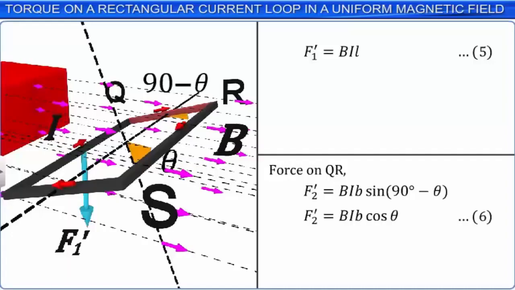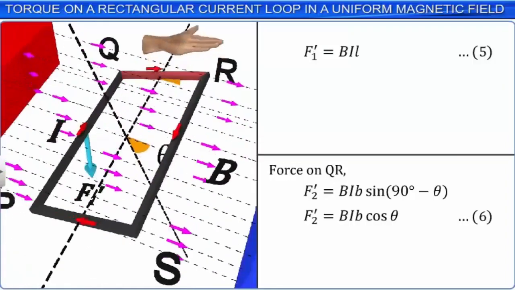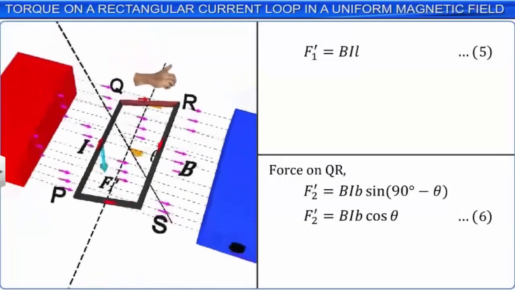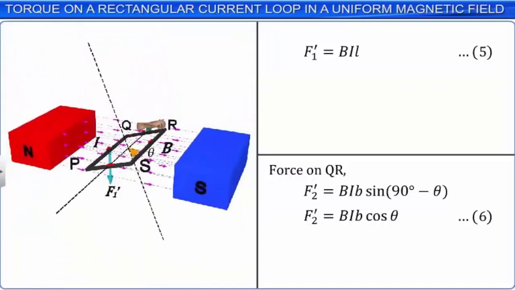The direction of force F2' is obtained by using the right-hand rule. When the four fingers of a stretched right hand curl from the direction of current in QR towards the direction of magnetic induction B, the thumb indicates the direction of the force on QR. Thus, the force F2' acts perpendicular to the plane containing I and B, outward of the loop along its axis of rotation.